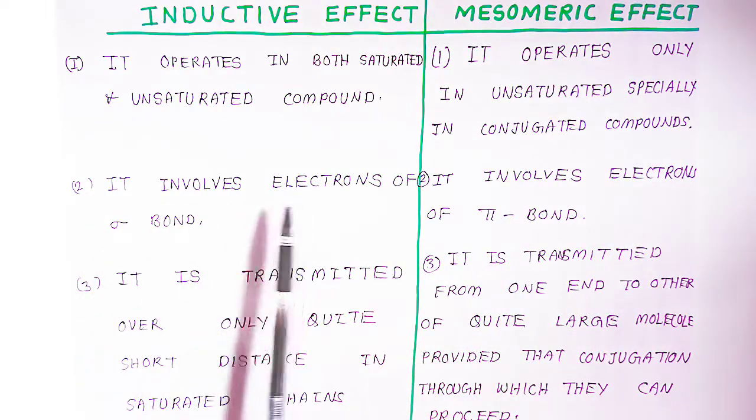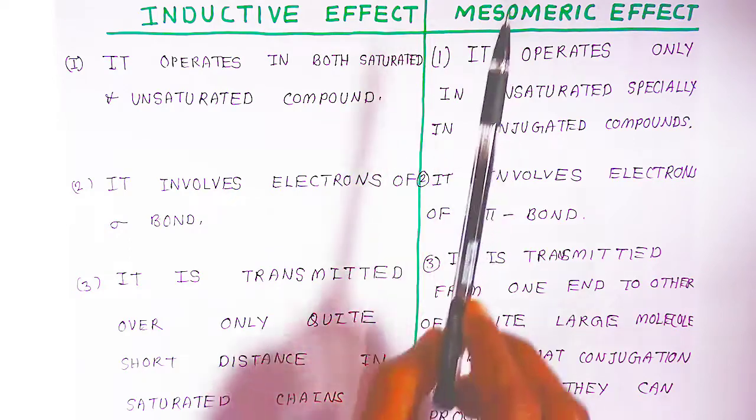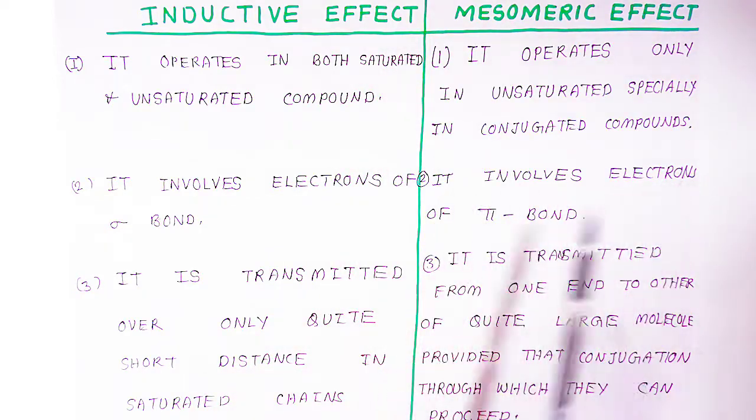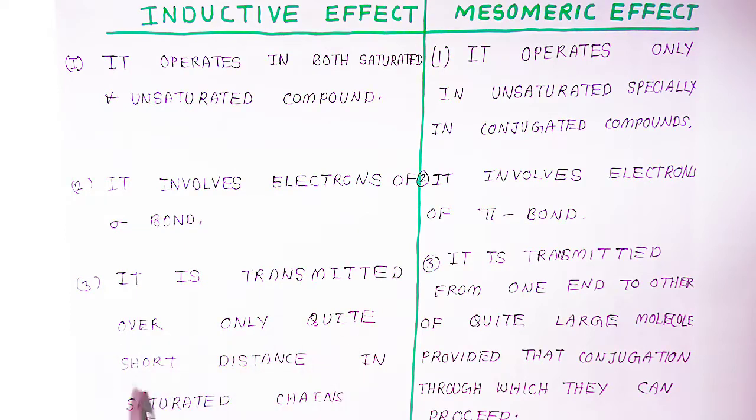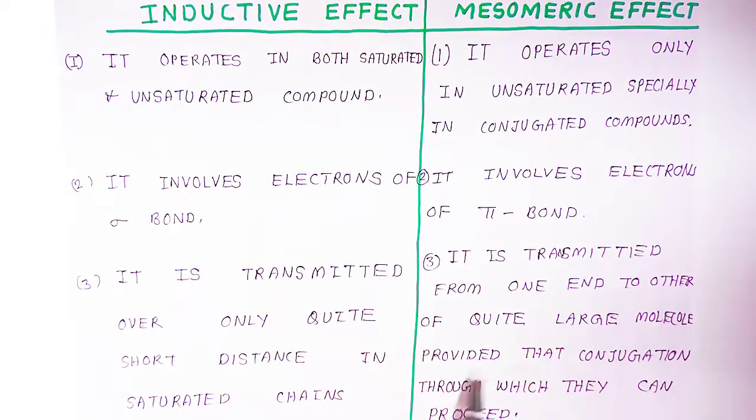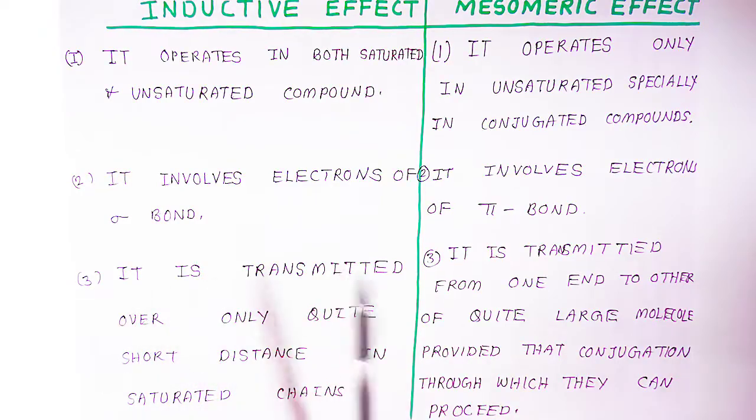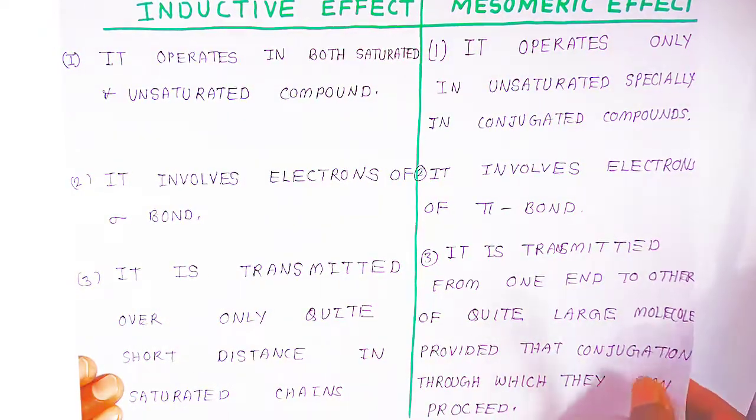The inductive effect involves electrons of the sigma bond. Here, students, in resonance, or you can say mesomeric effect, it involves electrons of the pi bond. The inductive effect is transmitted only over quite a short distance in a saturated chain. The mesomeric effect is transmitted from one end to the other in quite a large molecule, provided there is conjugation through which it can proceed. Understanding this is a very important difference between inductive effect and mesomeric effect.